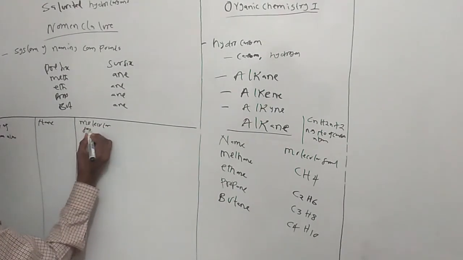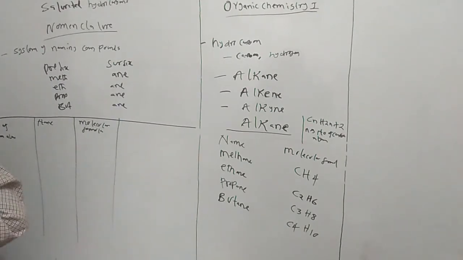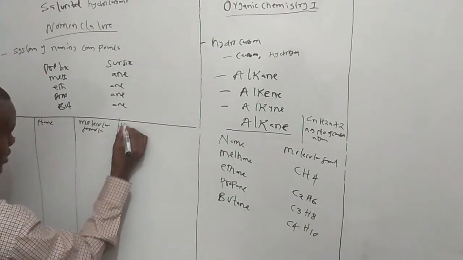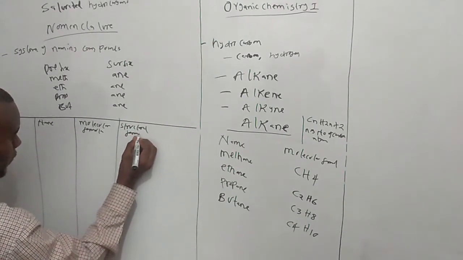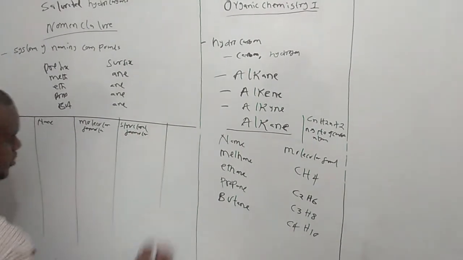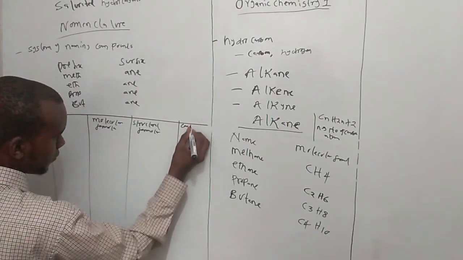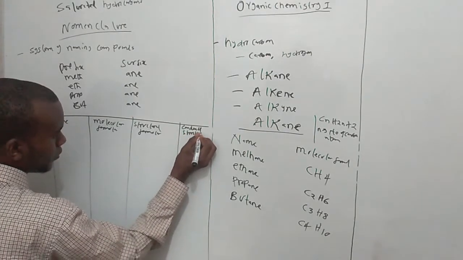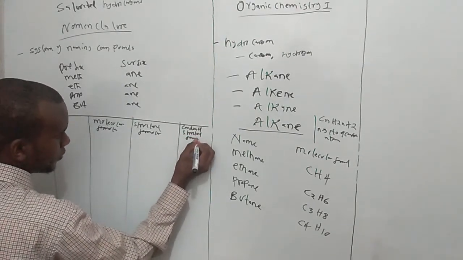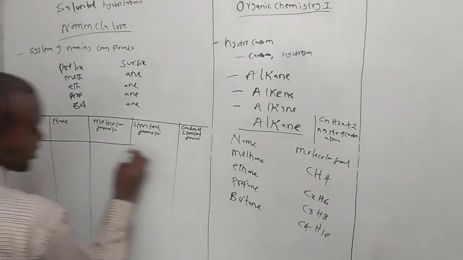Molecular formula. Then lastly, before that, we can have the structural formula. Then lastly, you can have the condensed structural formula. If we take the number of carbon atoms as 1, if we start with the first one, we can say number 1.